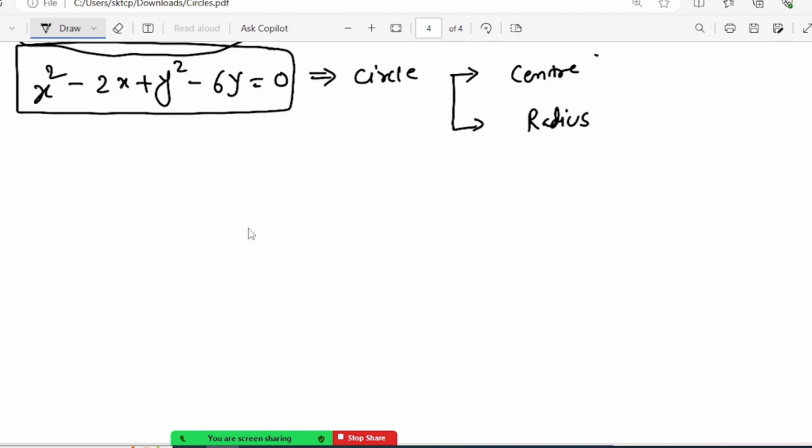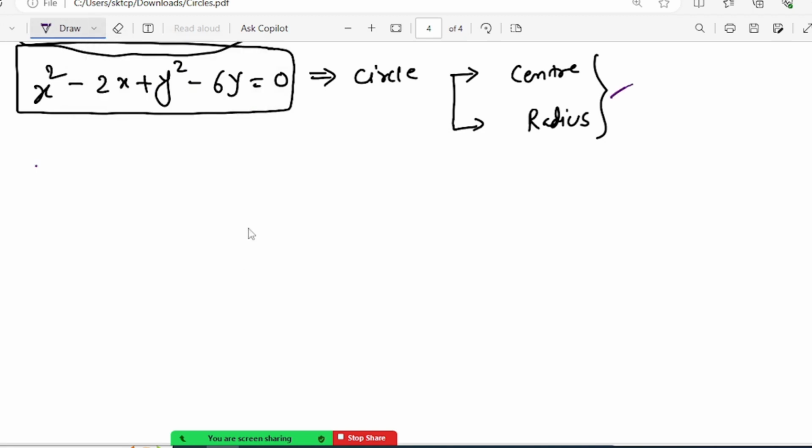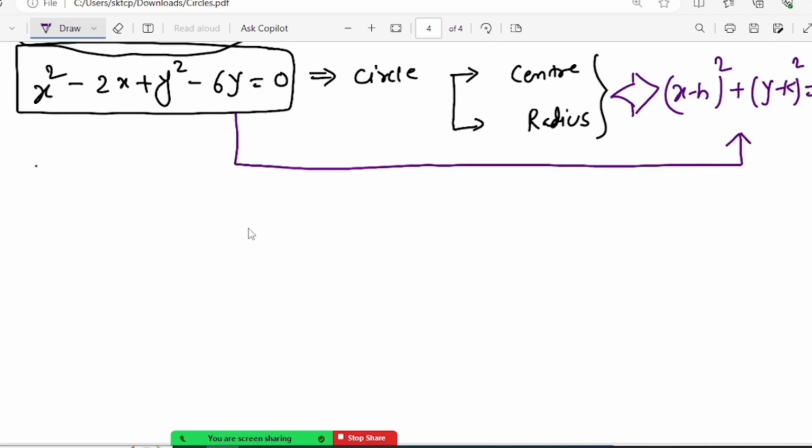To get this information, we have to do it in reverse. Previously we had the center and radius, and we could write the equation. Now we have the equation, and we have to find the center and radius. So the first way is to write this in the previous form, (x minus h) whole squared plus (y minus k) whole squared equals r squared. We should try to write this equation back into this form, isn't it?